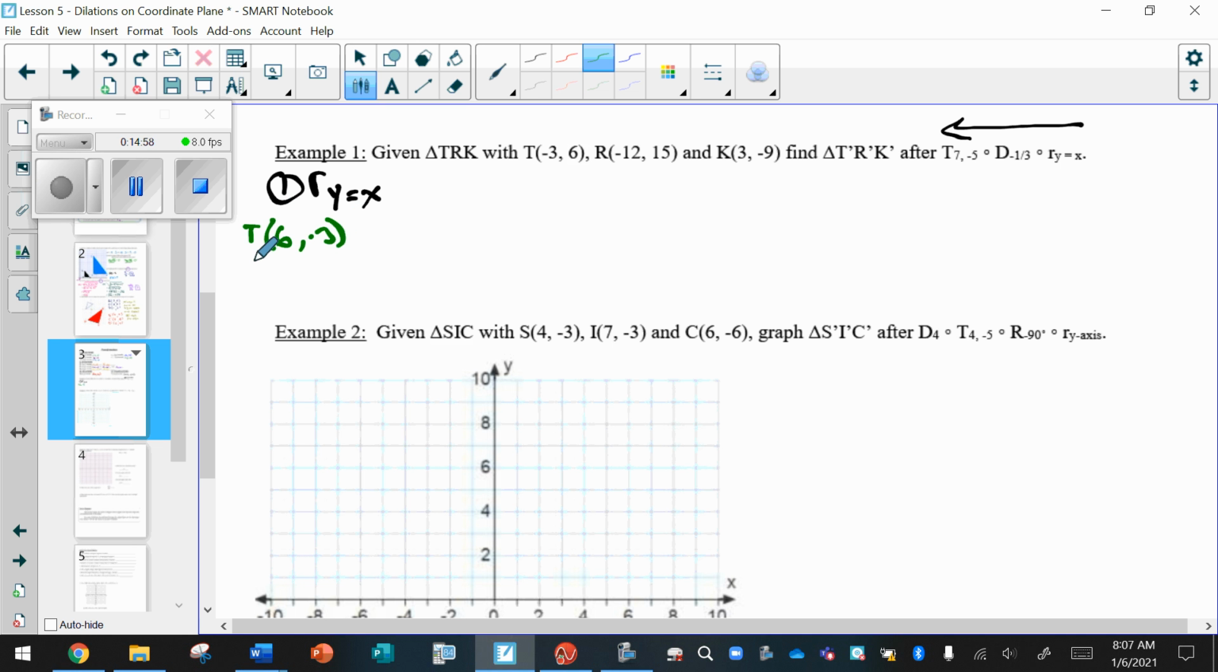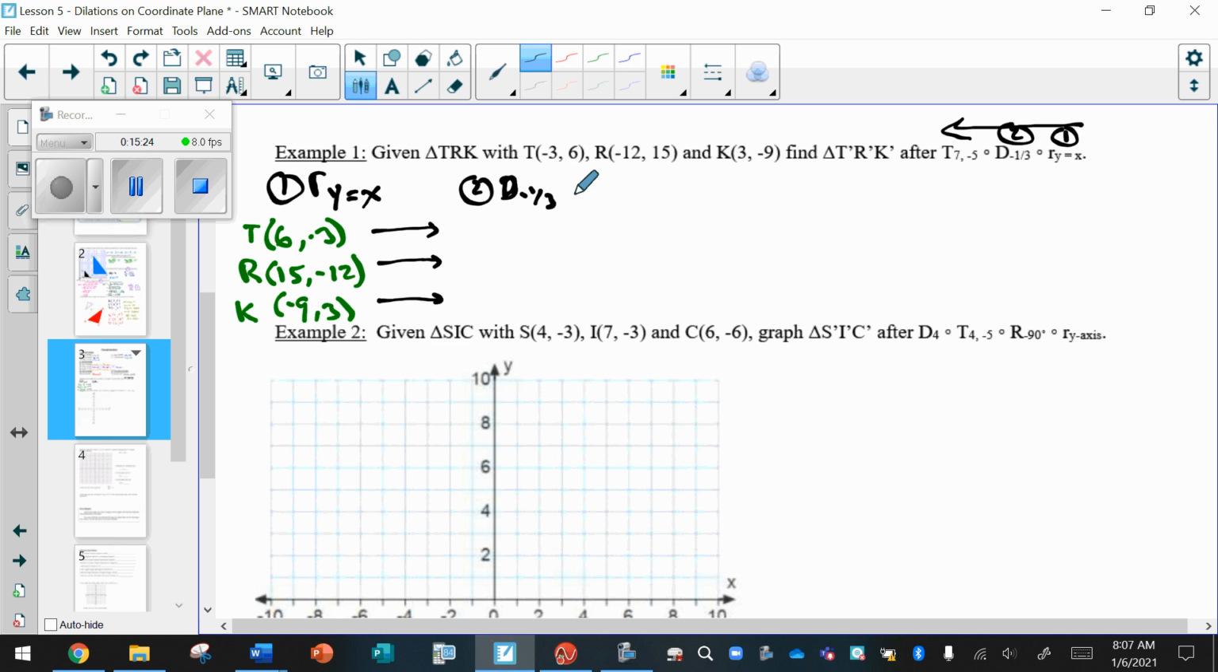My new r value becomes (15, -12), and my new k value becomes (-9, 3). So now that first transformation is complete. The next transformation that we are supposed to do is the dilation of negative 1/3. So that means we are going to multiply each coordinate number times negative 1/3.